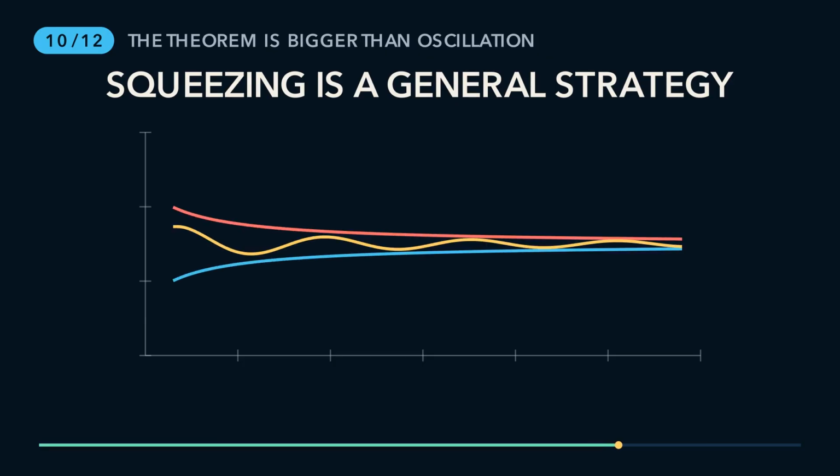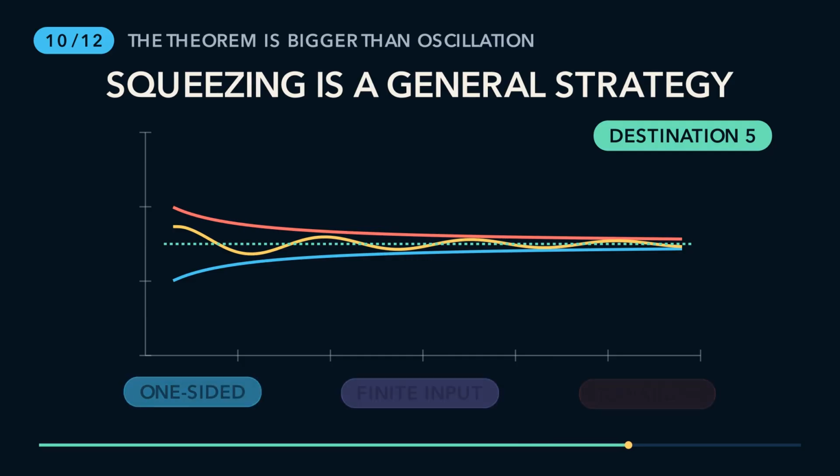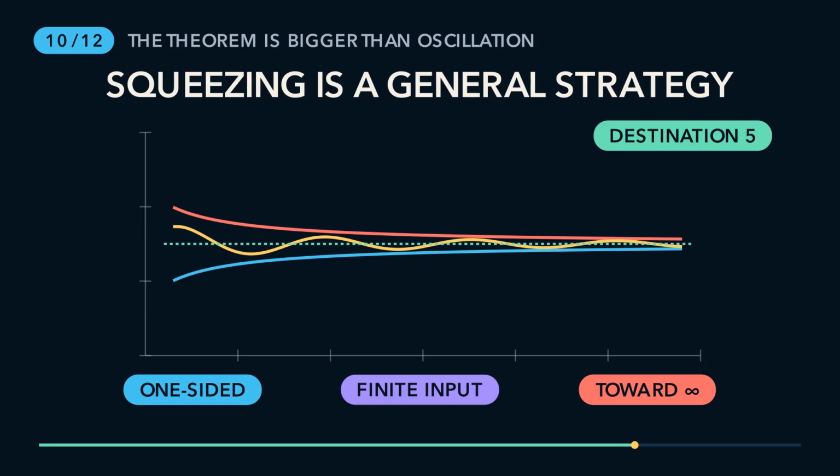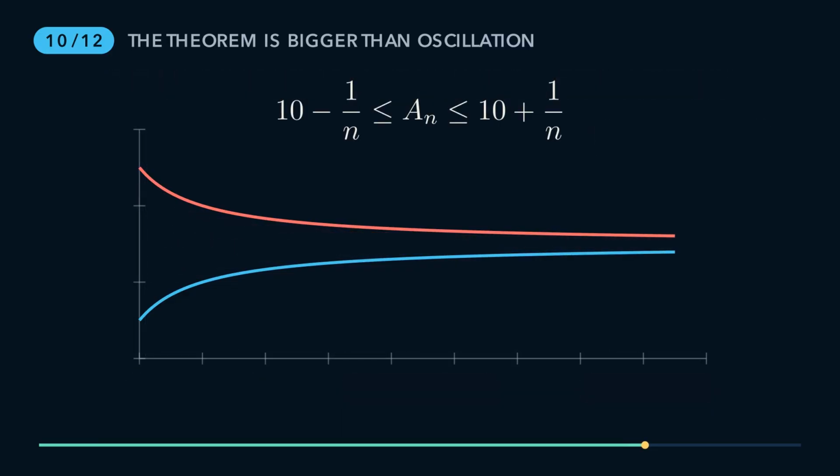Suppose a complicated quantity is trapped between two simpler estimates. If both estimates approach 5, the trapped quantity approaches 5 too. The same logic works for one-sided limits and for inputs moving toward infinity. For example, imagine an awkward average trapped between 10 minus 1 over n and 10 plus 1 over n.